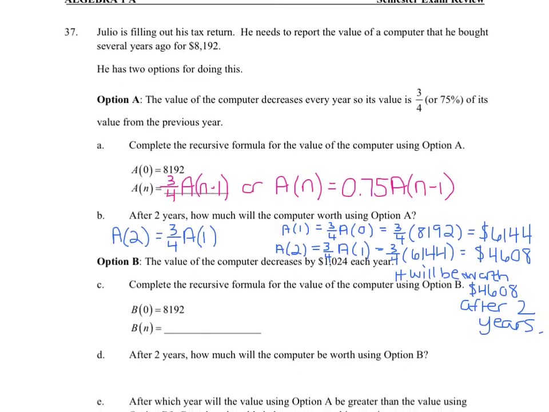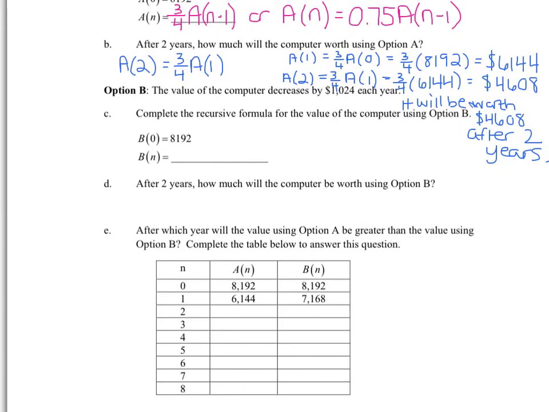Option B, the value of the computer decreases by $1,024 each year. Part C, complete the recursive formula for the value of the computer using option B. Well, they've started us off with our initial term, so now all we have to do is see what we do to the previous term. Our previous term is B of n minus 1, and we're decreasing, so subtracting $1,024 each year. So B of n minus 1 minus 1,024 will equal B of n.